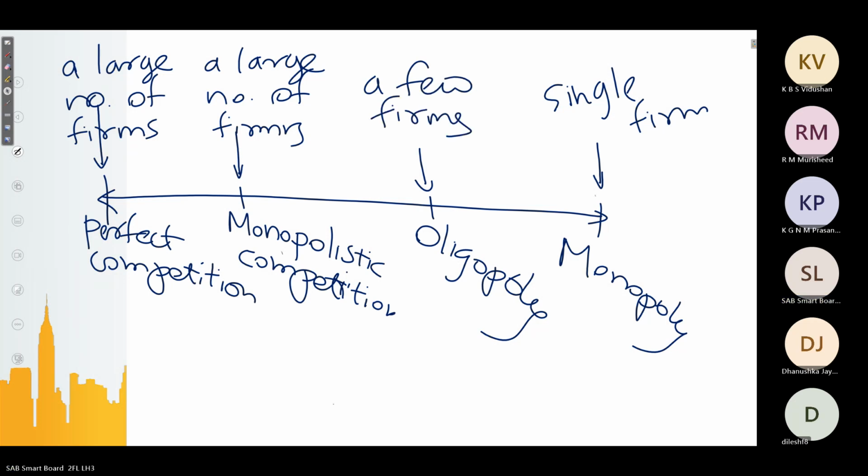The term few is not defined. It can be 2, 3, 10, 20, or 50. Anyhow, it should be a countable and sufficiently small number, not a very large number like 10,000 or 100,000. The number of firms is the main feature on which we can identify the market structures. There are other features as well.